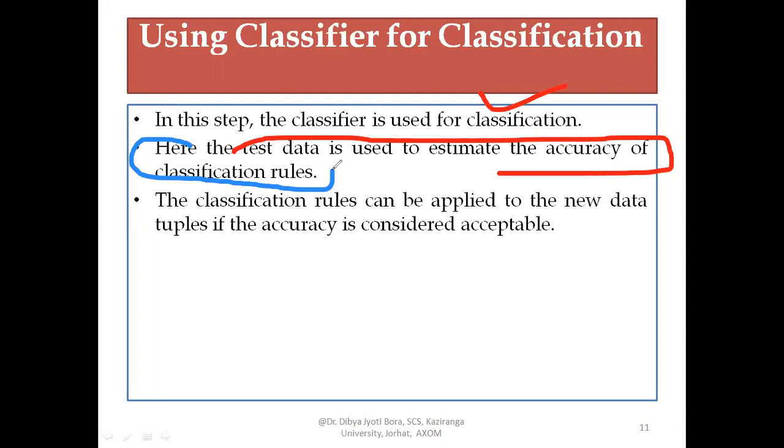Now the next thing is that when you have some classification rule, I just told you that if age is young then loan decision is risky. Now how true is this, how accurate is this classification rule, we have to derive that also. Okay, we have to find it out also. So for that, we use test data. We use test data to estimate the accuracy of the classification rules that have been derived with the help of training data with some classification algorithm. Now, these classification rules will be applied to new data tuples if the accuracy is considered acceptable.